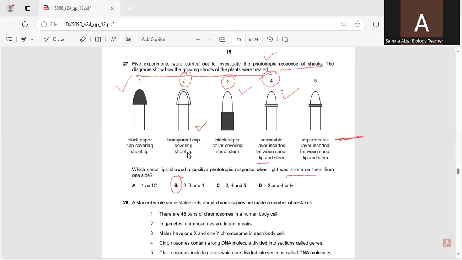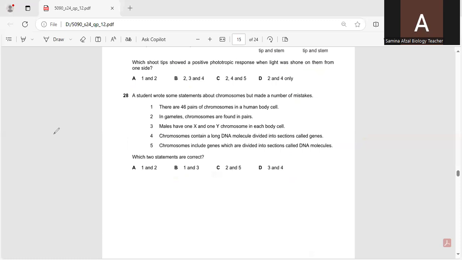Now, question number 28. A student wrote some statements about chromosomes but made a number of mistakes. There are 46 pairs of chromosomes in a human body cell. It means 92. No, this is not correct. Correct statement: in gametes, chromosomes are found in pairs. So it can be the correct option.